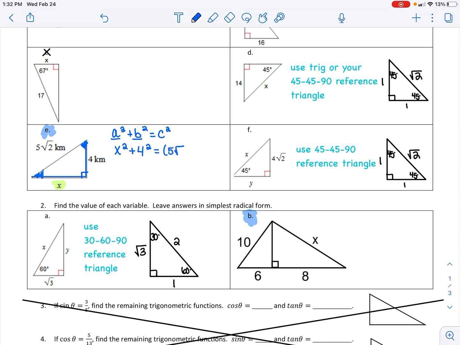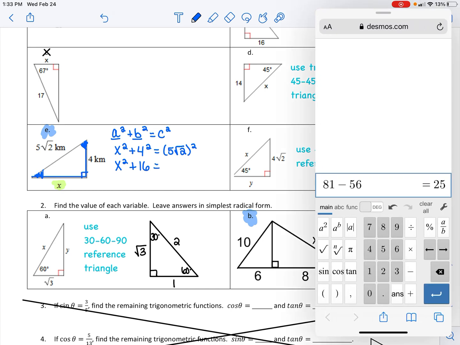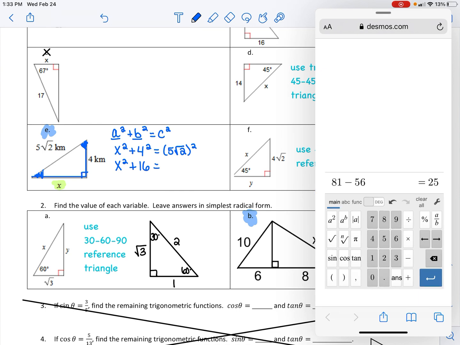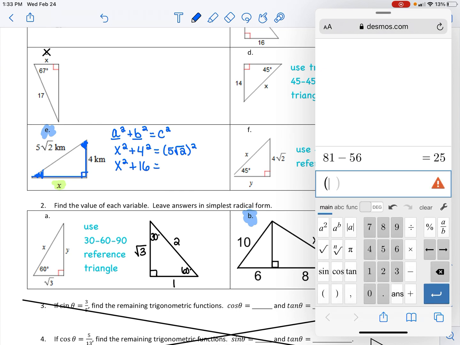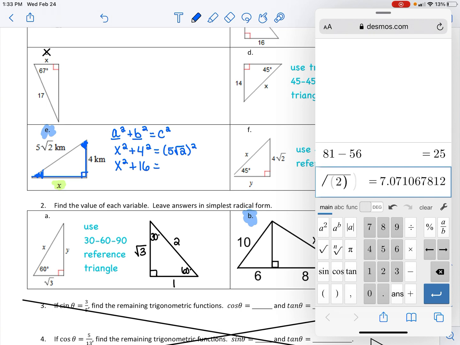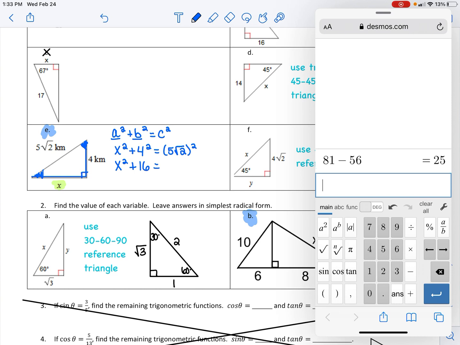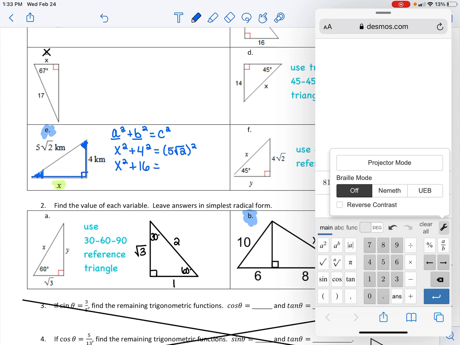is that 5 root 2 squared. So we have x squared plus 16 in this case, because 4 squared is 16, equals, and this is where you're going to want to grab your calculator, and make sure it is in parentheses, the 5 root 2. You'll end your parenthesis, and then you're going to square that. And it is going to give me 50. Oops, I just cleared it, but it is 50.